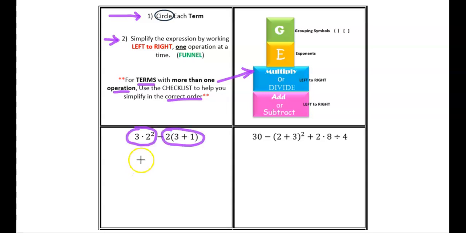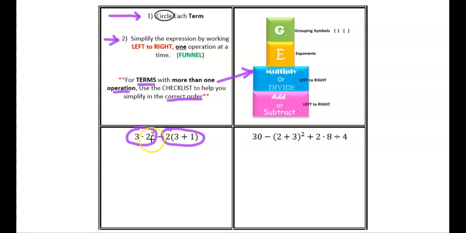All right, so when you look at this, it's 3 times 2 squared. There's a term. Here's your minus, because the terms are in between those minuses and pluses. And then the next term is 2 times the quantity, 3 plus 1. Remember, those parentheses around an addition or subtraction make that its own piece of a term. Since the 2 is in front, it's 2 times 3 plus 1. That is also part of that term. So this expression has 2 terms in it.